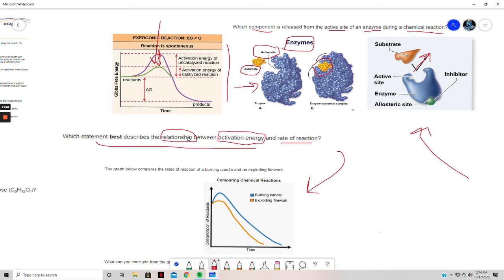So if you consider the relationship between activation energy and the rate of reaction, when it's lowered, then the reaction can happen quicker. Okay, so that's the relationship between activation energy and rate of reaction. When the activation energy is lowered, the reaction can happen quicker. Okay, so hopefully that helps to answer that question.